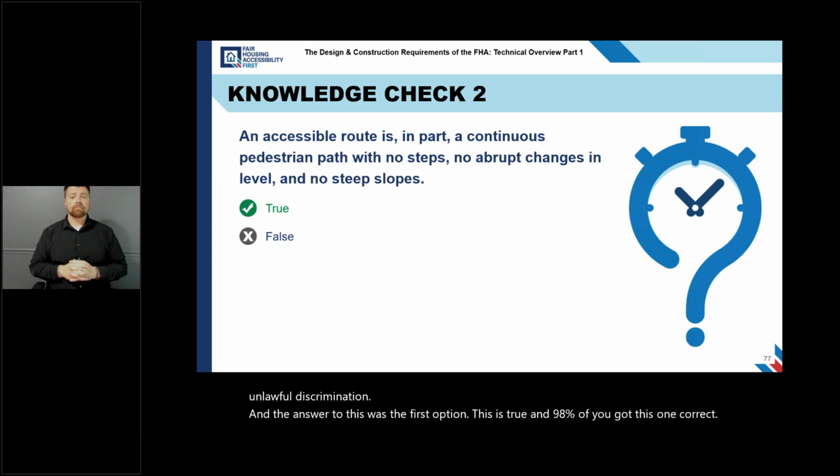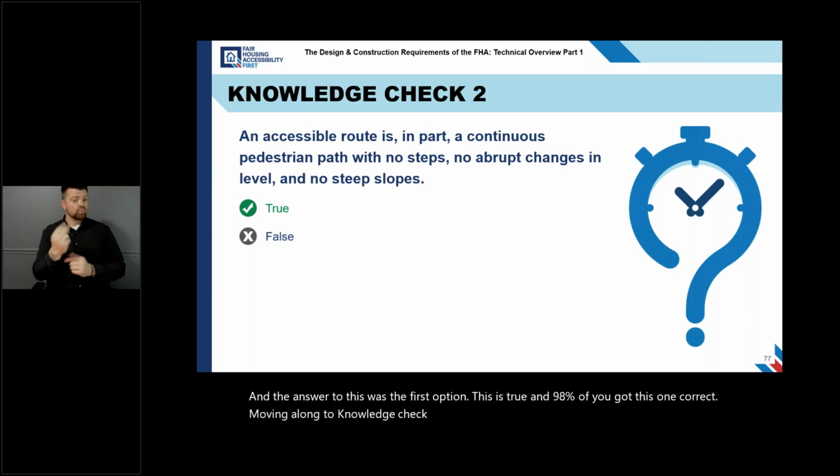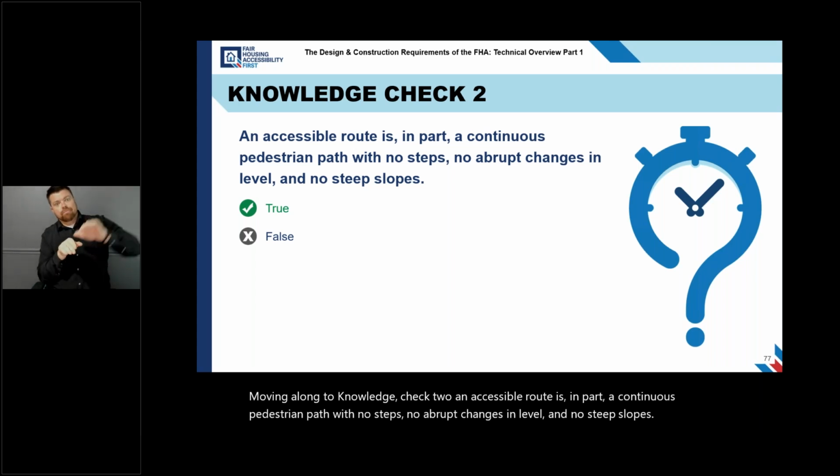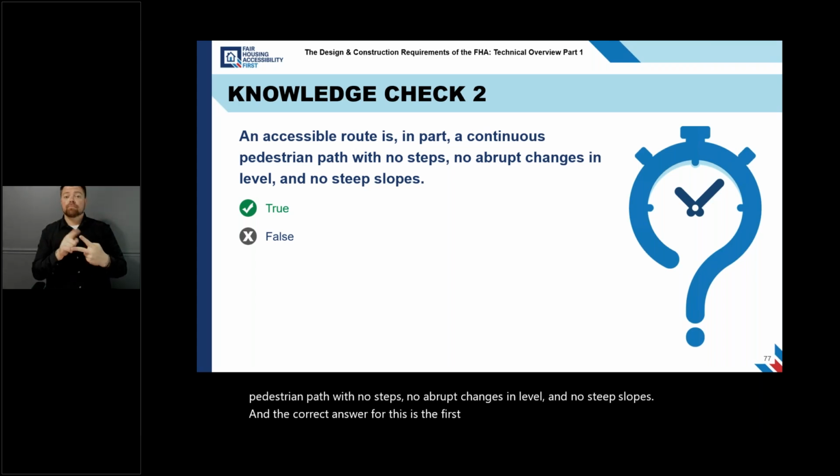Moving on to knowledge check 2. An accessible route is, in part, a continuous pedestrian path with no steps, no abrupt changes in level, and no steep slopes. And the correct answer for this is the first option. This is also true. And 100% of you got this one correct.